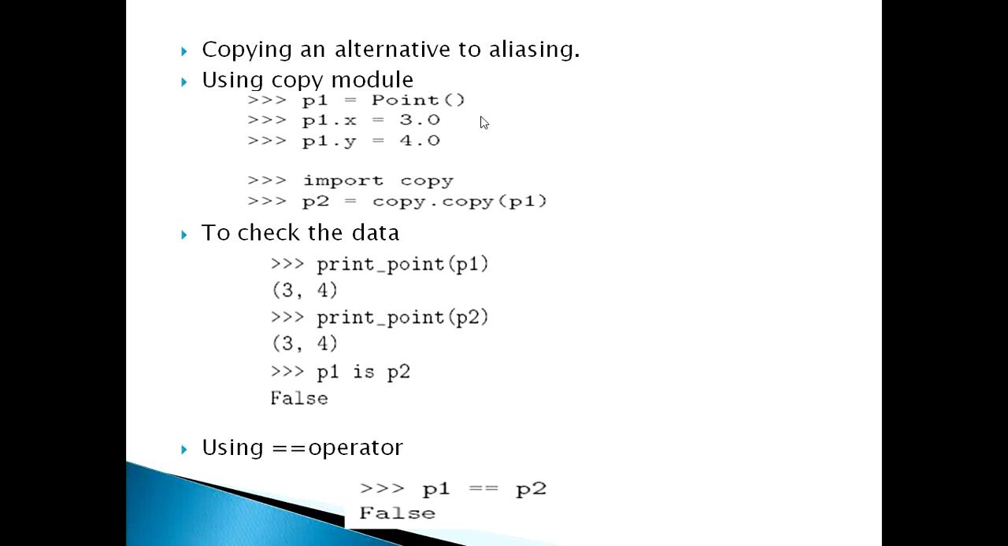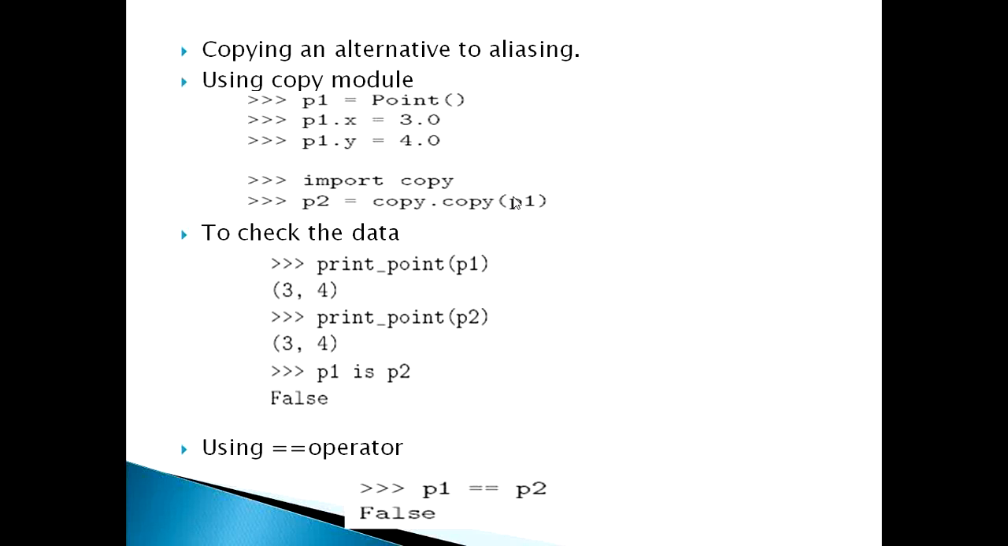So this copying is used as an alternative to aliasing. Copying can be done with the help of an inbuilt module called copy. You can see here p1 is equal to Point. We have created an object called Point, then we have called two attributes x and y. Then we import copy, and we use copy.copy of p1. This copy module contains a function called copy which will duplicate your objects.